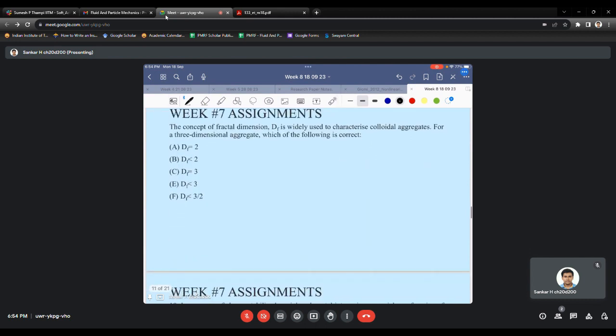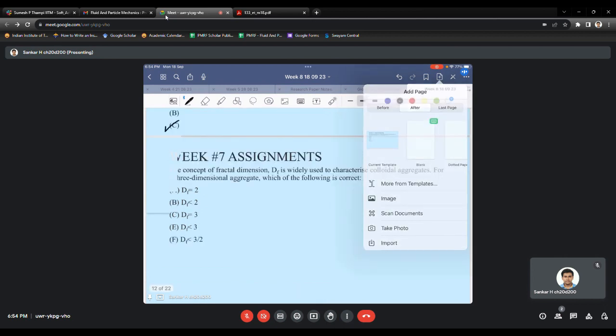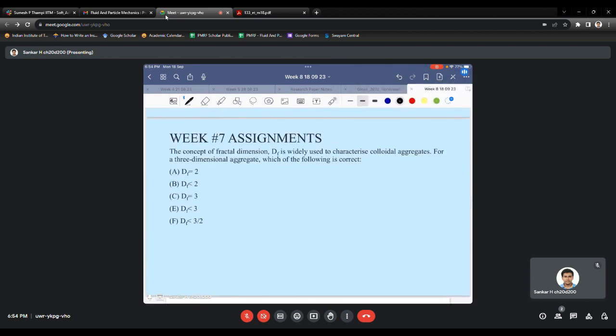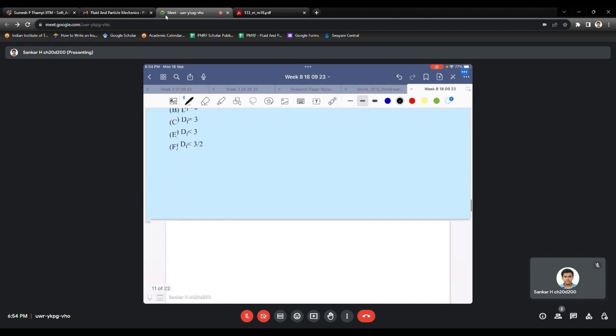Okay. Next, question number 9. The concept of fractal dimensions is widely used to characterize colloidal aggregates. For a three-dimensional aggregate, which of the following is true? So let me first describe what is meant by fractal dimensions. Obviously, this is not a huge part of your syllabus, but something that I found really interesting.